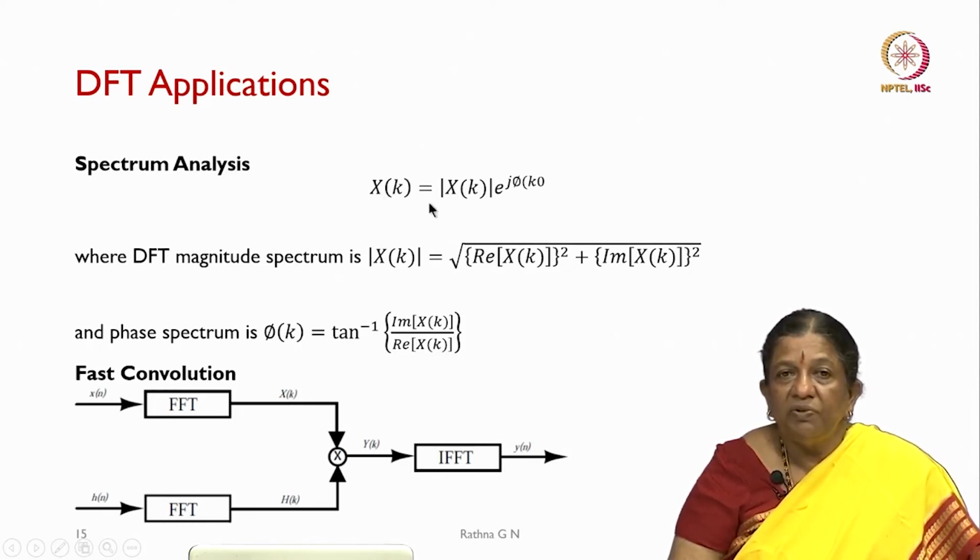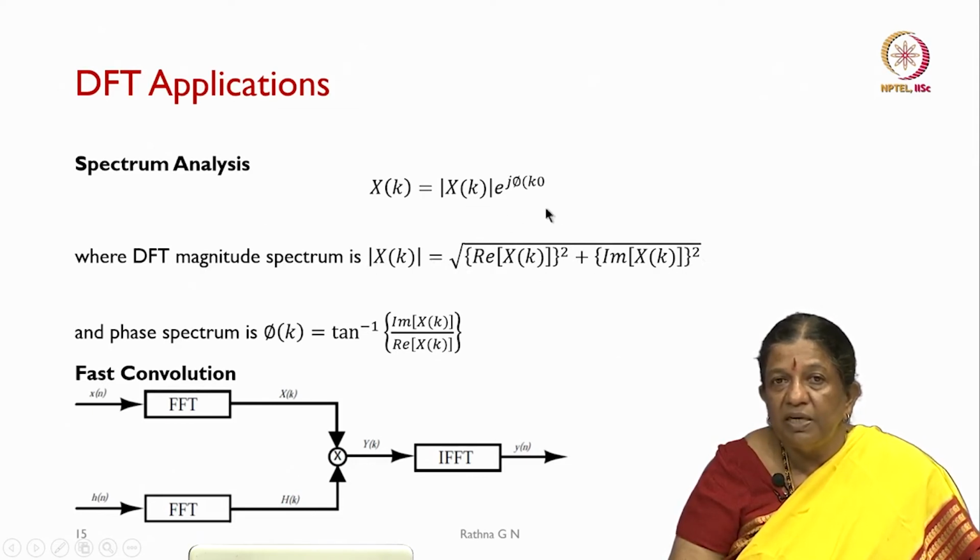That is, X of k is nothing but the magnitude of X of k multiplied by the phase part of it. So, we will be taking the magnitude spectrum, which is given by the magnitude of X of k, which is nothing but the square root of the real part of X of k squared plus the imaginary part of X of k squared.